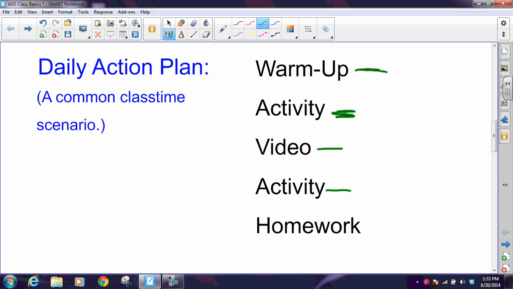Activities, that can mean we go back to the original activity, or we might have something else we need to do for 15 or 20 minutes. And then we hand out the homework, which is something that we have every evening. We have homework every evening of the week, but it's usually not terribly long, as you will learn.